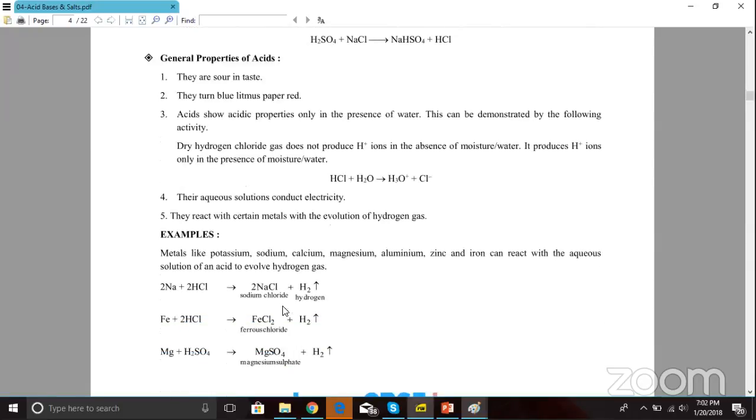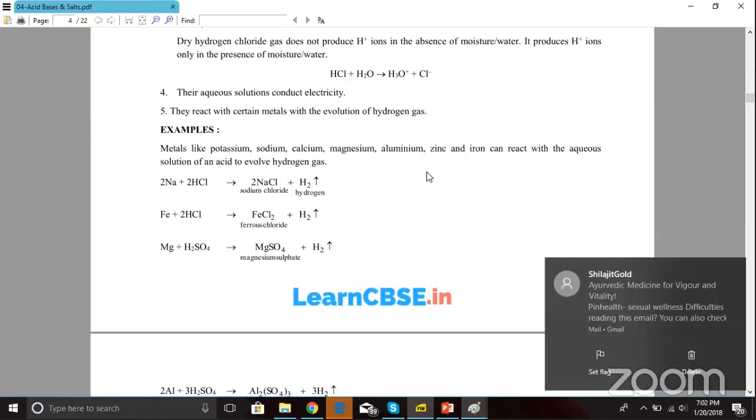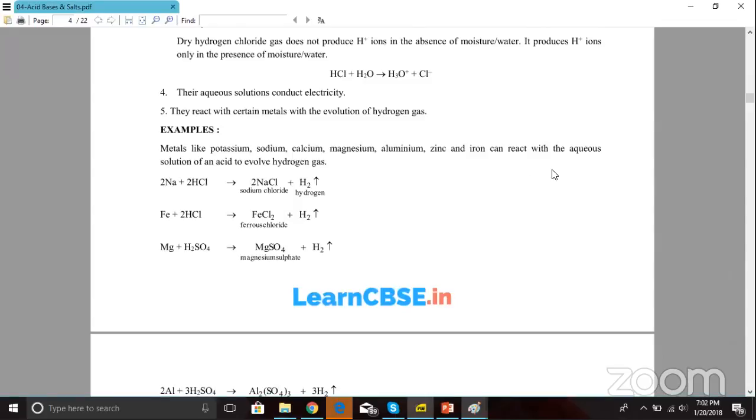Examples are potassium, sodium, calcium, magnesium, aluminum, zinc. They can react with the aqueous solution of the acid to give hydrogen gas. Sodium metal reacts with HCl, H2 gas is liberated, and we get the salt NaCl. Then Fe, the iron metal, when we use HCl, FeCl2 plus hydrogen gas is produced.